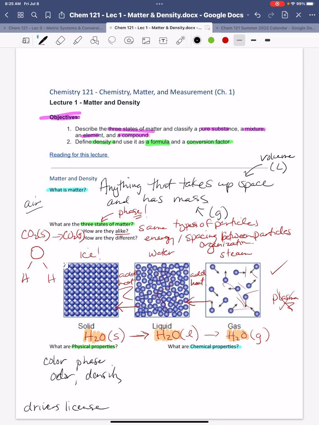Anyway, when you think about how we would describe you as a person on your driver's license, it's going to give you your height, your weight, your gender, your eye color, your hair color, and so on, right? So those are your physical properties.